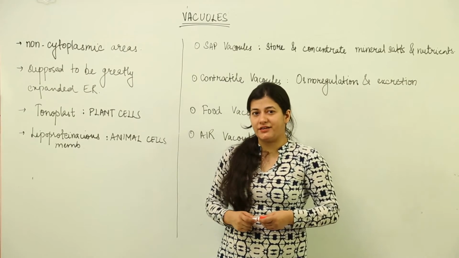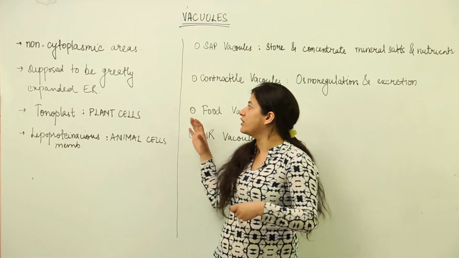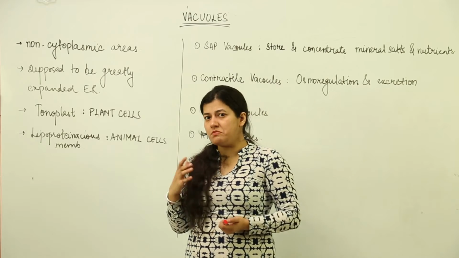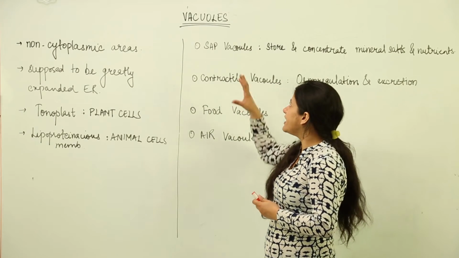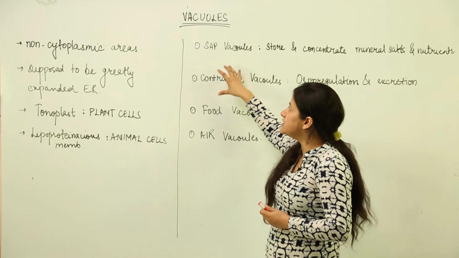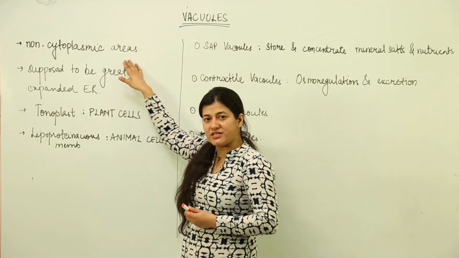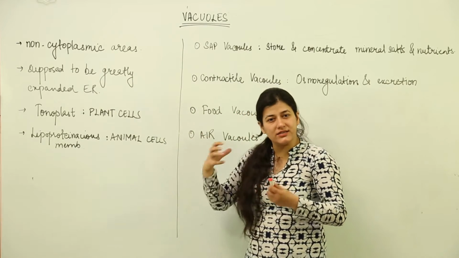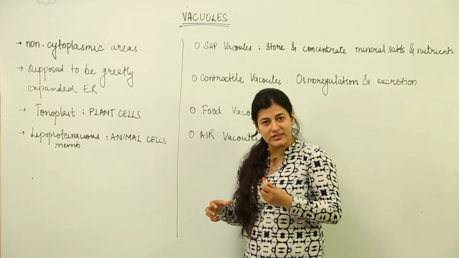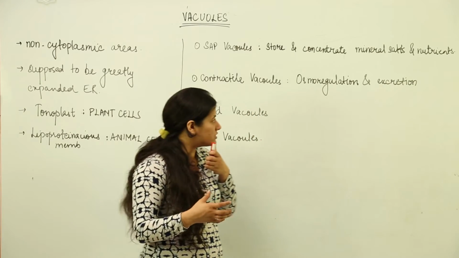So the next organelle that we take into account is vacuoles. We have studied all the important organelles that were present in a eukaryotic and a prokaryotic cell. We are left with vacuoles, and these vacuoles are non-cytoplasmic areas which are responsible for carrying out the concentration and storage of mineral salts and osmoregulation and excretion processes.